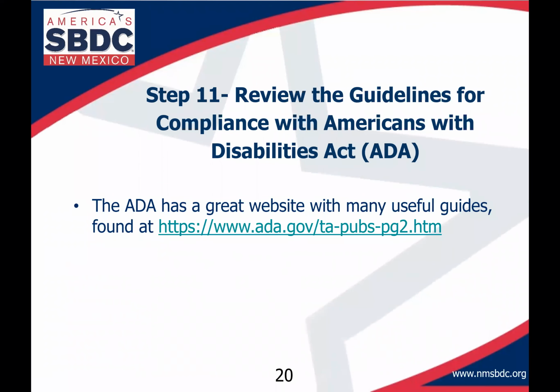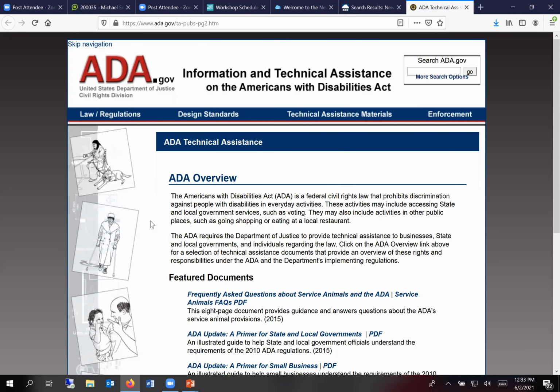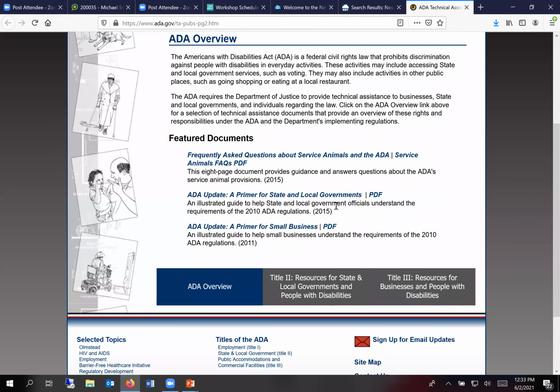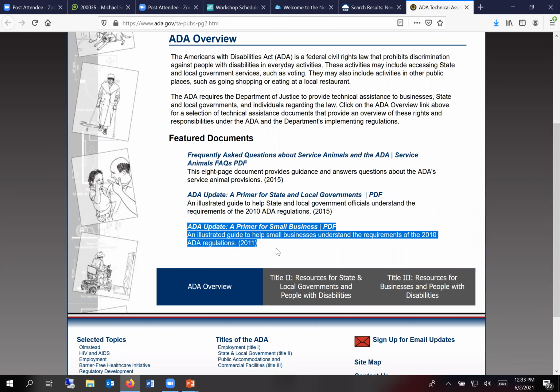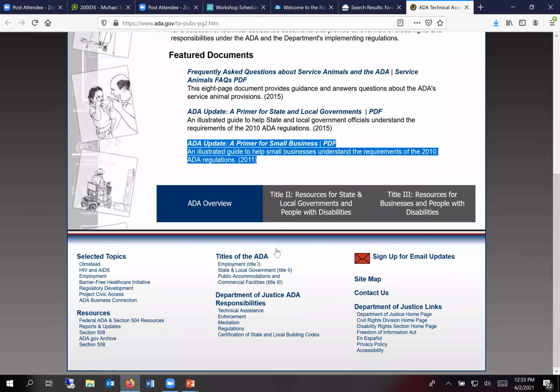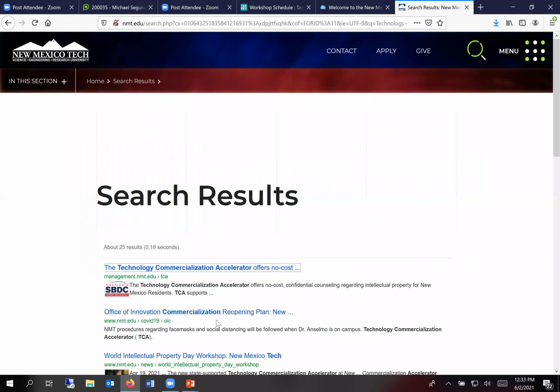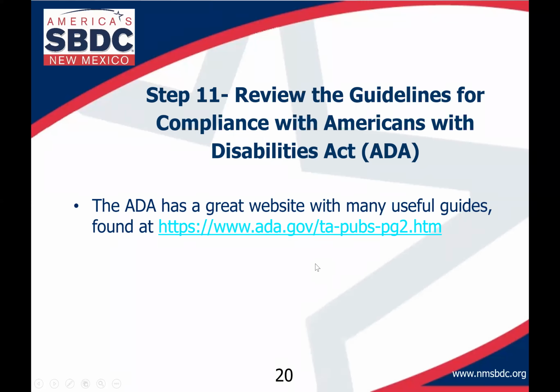Step 11 is to review the guidelines for compliance with the Americans with Disabilities Act. If you're an employer or going to have a storefront, this is a must. This is another legal landmine for small businesses and should be carefully considered. And the ADA, or the Americans with Disabilities Association, they have a website just for business owners, and they have a primer for small business. So especially if you're going to have employees or you're going to have a storefront, take a look at the primer for small business, because it could help you avoid a lawsuit in the future. That's a pretty cut and straightforward slide and information there.